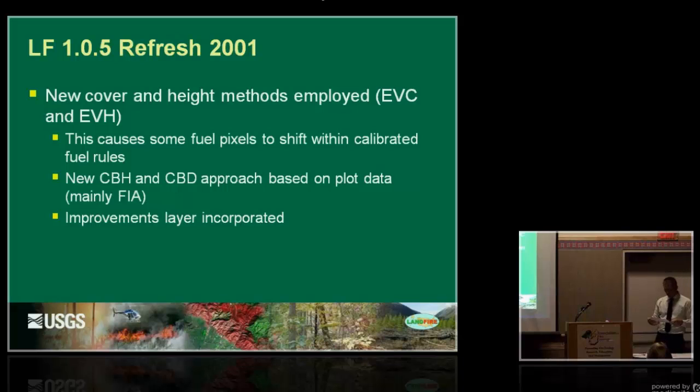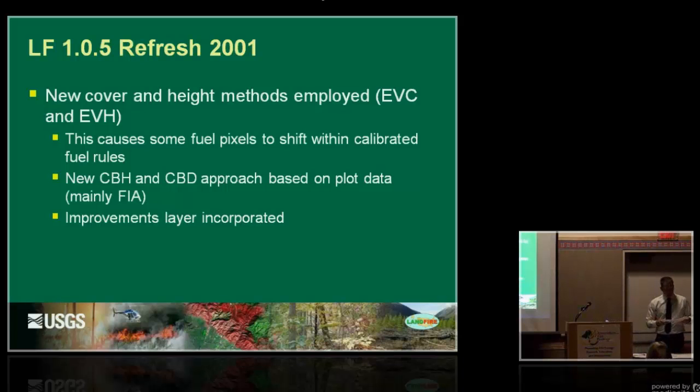New canopy base height and bulk density approaches were based on plot data, like I said, mainly FIA. The canopy base heights were drastically lowered. And then the bulk density approach was a general linear model that was developed by Tom Thompson and Matt Reeves, I believe, that basically uses canopy cover and canopy height to come up with bulk density. Then the improvements layer that I talked about earlier was included in this 105, the 2001 data.